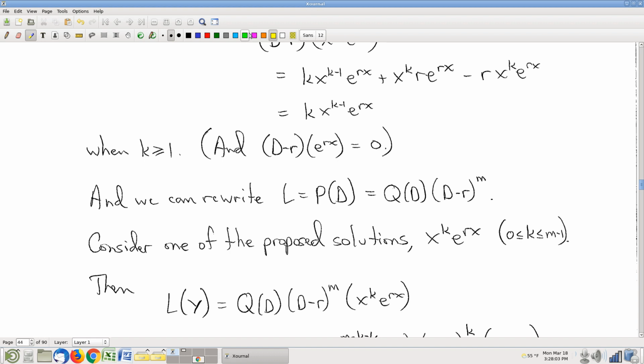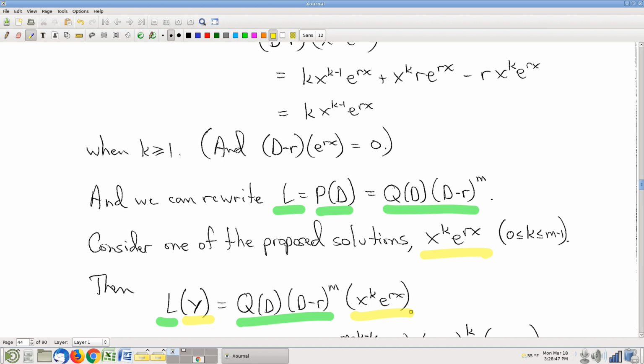So here's what we want to do. We want to see what L does to these functions y. My assertion is that these functions here are solutions to the homogeneous equation. So I'm going to compute L of y, and I just want to confirm that I get 0. Don't forget, L is a polynomial in the algebra of linear transformations at this point, and by assumption it factors. It's got a certain number of factors of d minus r.